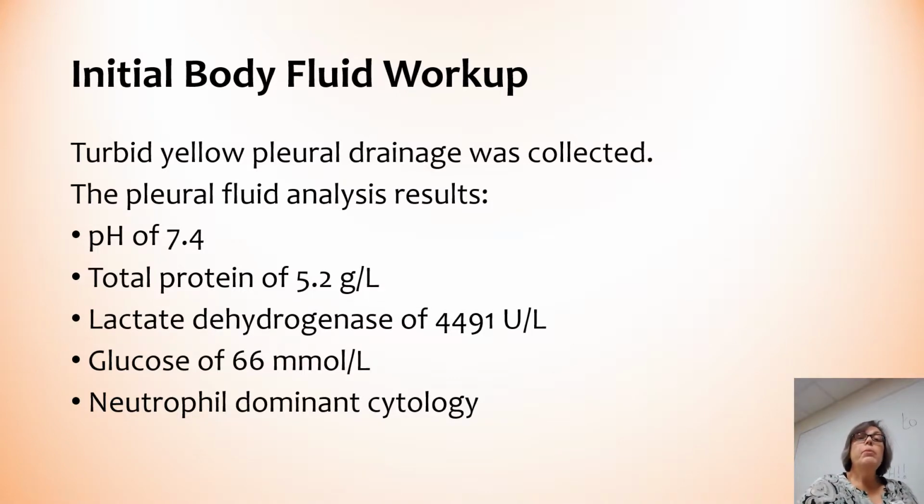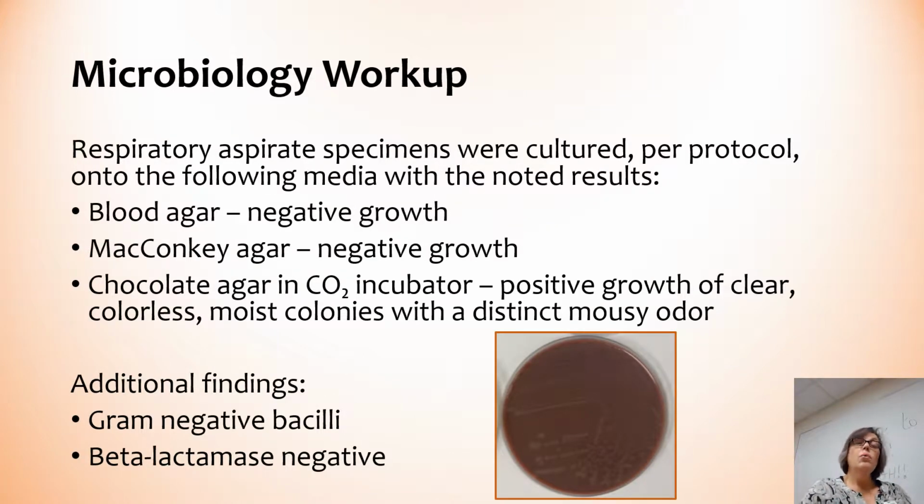We did an initial body fluid workup, which showed an effusion, and we drained a yellow pleural fluid with results of pH of 7.4, total protein of 5.2, LD of 4,491, and glucose of 66. And he did have a predominant neutrophilia on his cytology smear. We continued on with microbiology workup on his aspirated specimens.